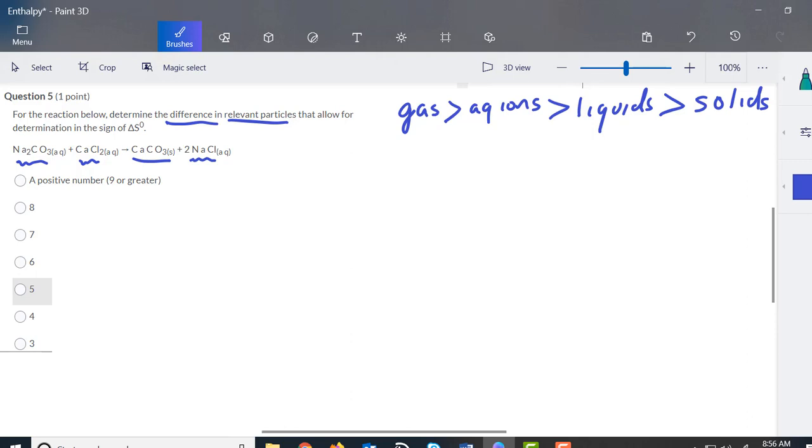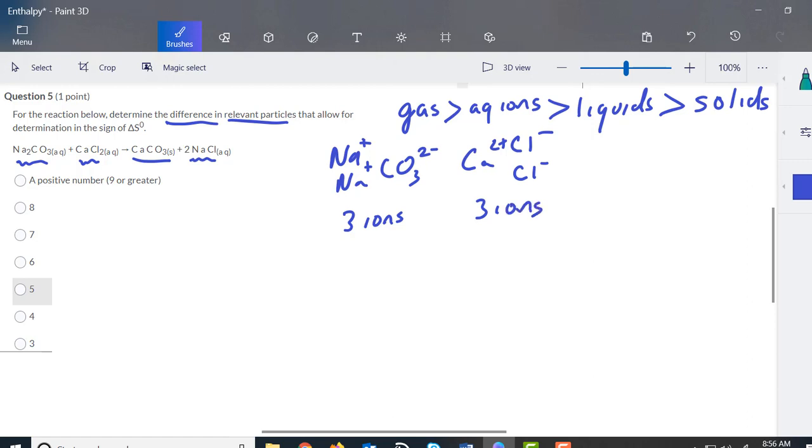So for Na2CO3, I'm going to draw a picture of that. And I will put the charges on. We don't really need to though, because we just need to figure out how many ions we have here. That's 3 ions. CaCl2, that's 3 ions as well. So on the reactant side, we have 6 ions in total.